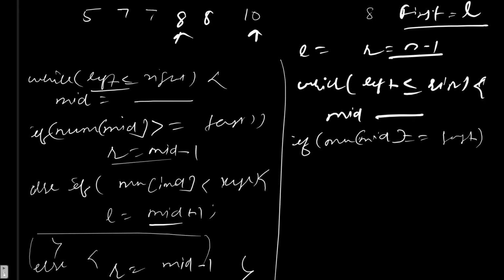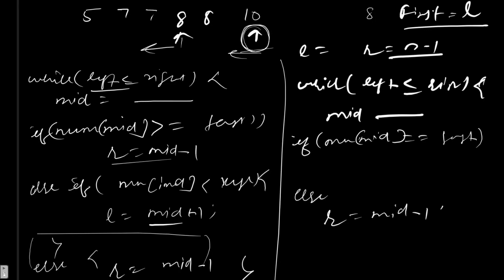Now we are sure that our nums of mid is never going to be lesser than target, so we don't have to check that condition. So in the else part we can say that nums of mid is going to be greater than target. So let's say this is our mid position at a point. What we have to do in this case is go towards left. So for that, in the else part we have to do R equal to mid minus 1.